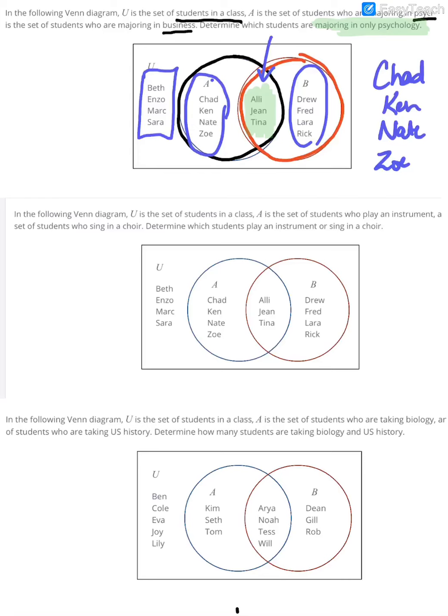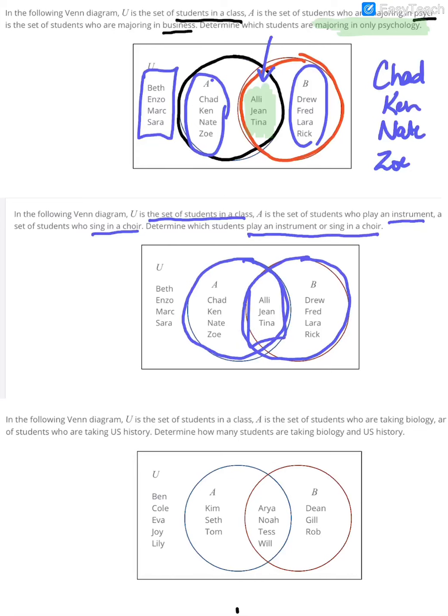Okay, so with our second picture, U is still the set of students in the class. This time our A is the students who play an instrument. And our B is the students that sing in the choir. And they're asking me which students play an instrument or sing in the choir. So remember A, all of these students are playing an instrument here. B, all of these students are singing in the choir. Yes, there are some that are doing both right here in the middle. But when they say or, that means they could play or sing or do both. And so what happens is you're looking at everybody that's inside of any part of the circle.